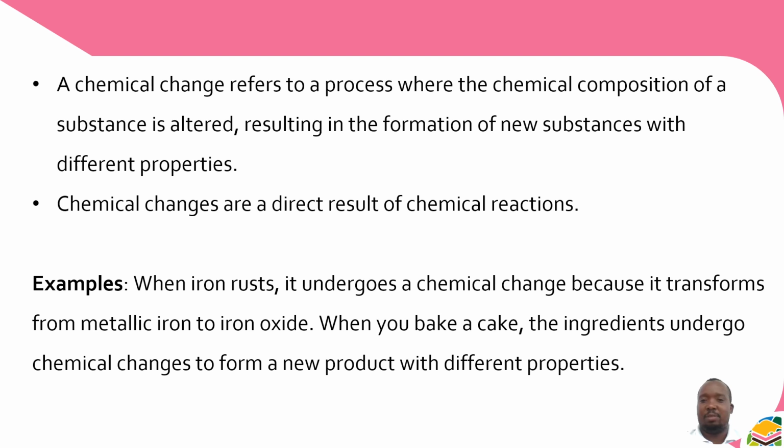Example, yes, previously we looked at the very same example where we said iron undergoes rusting, and again, when you are baking, you mix different ingredients, and these ingredients undergo transformation to produce a final product, which is a cake. So indeed, those are examples of a chemical change or a chemical reaction.